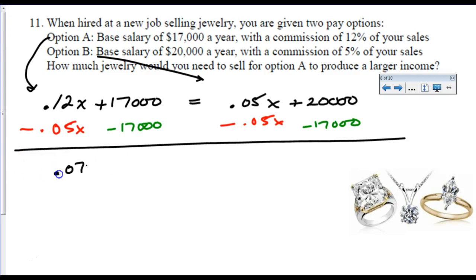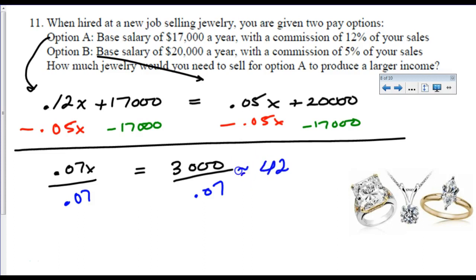So 0.07x equals 3,000. And we're selling jewelry over the course of a year, so keep that in mind when you determine if your answer is legitimate. I don't really know how much jewelry is legitimate to sell, but well, let's see. So with my calculations, we are coming out to like 42, let's see.